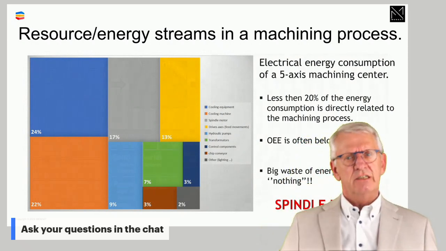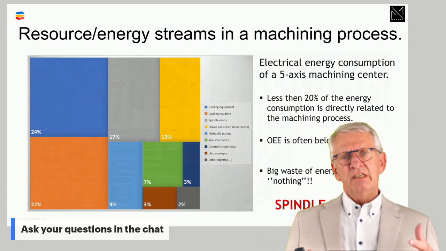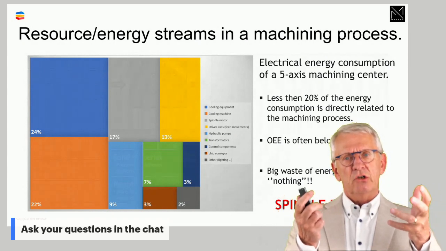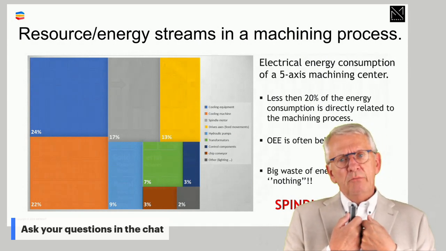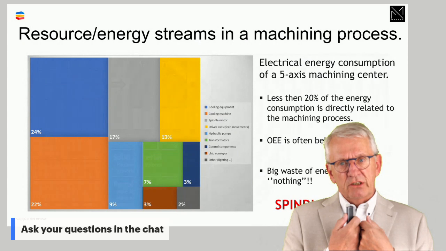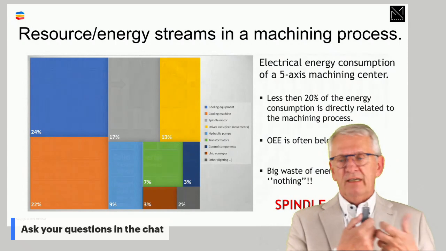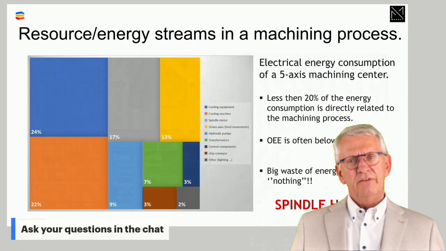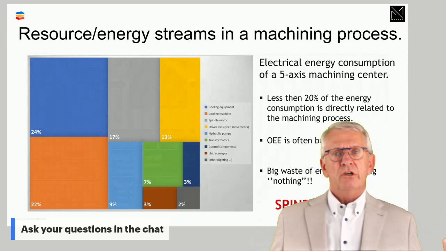If you look at the electricity consumption, in the example I show you here, it's a 5-axis machining center. What you see is that when a machine is there, it's consuming energy, and that energy is not only going into the machining process, because I need energy to remove material, but there are so many other things consuming energy on a machining center. There's the cooling installation and the cooling of the machine and the CNC control. All of those things consume energy. And if you really start to measure, what you find out is that less than 20% of the energy consumption of a machining center is related to the machining process. That means 80% is related to other things.